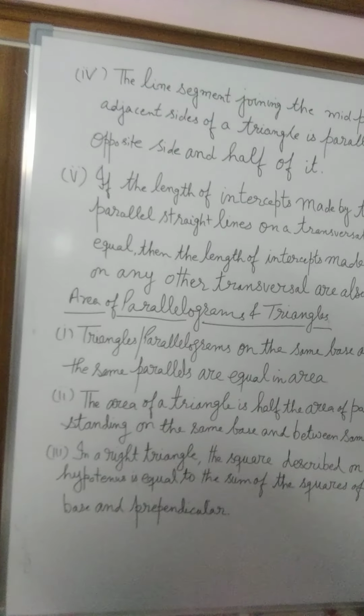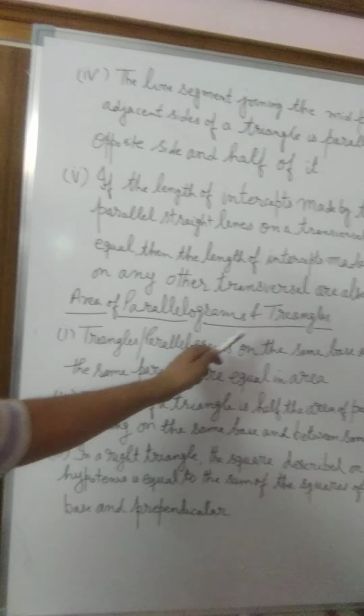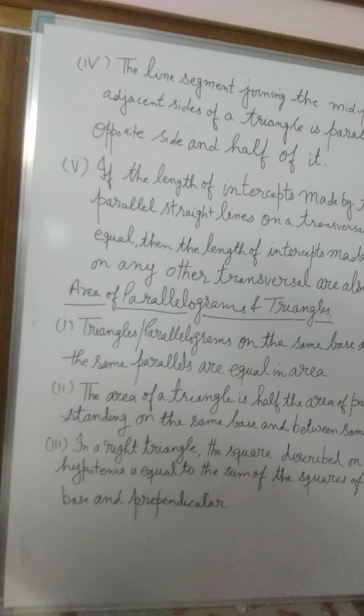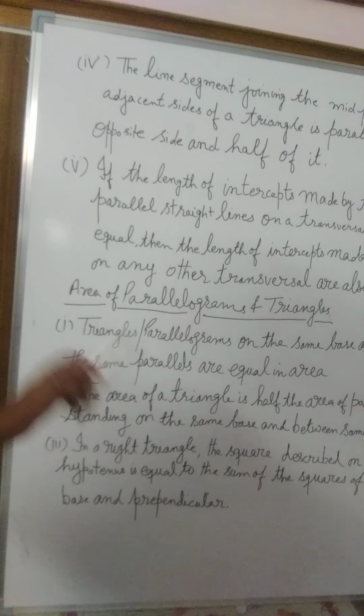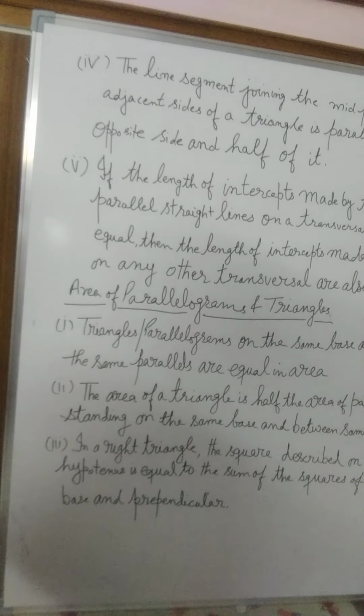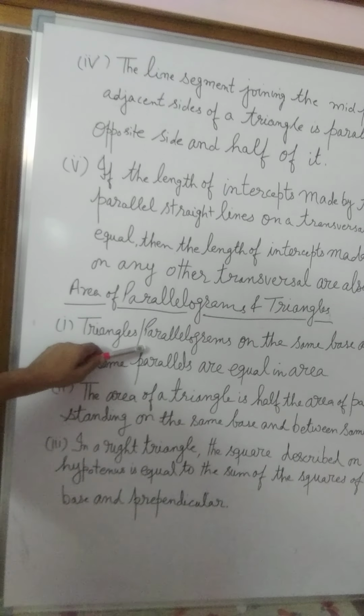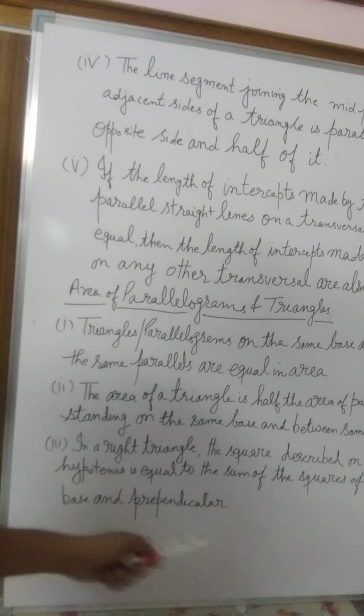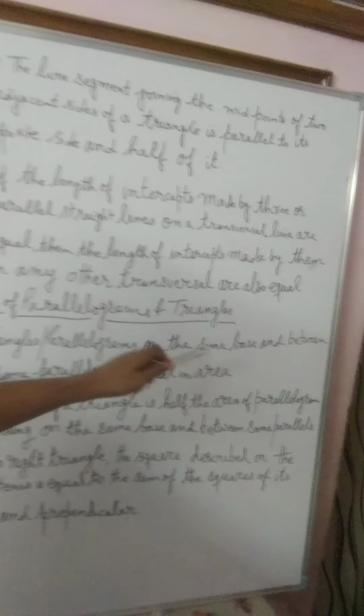Next we come to another section regarding the area of parallelograms and triangles. It is concerned with the areas of parallelograms and triangles by an analytical way, that is, by the use of geometry. We will be able to prove that these things hold. Number 1 is, triangles or parallelograms on the same base and between the same parallels are equal in area.